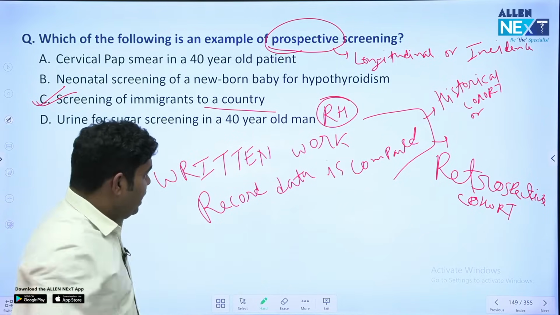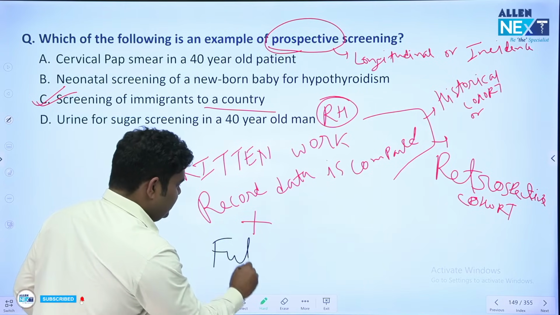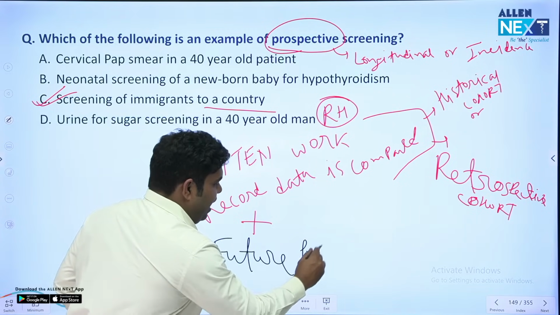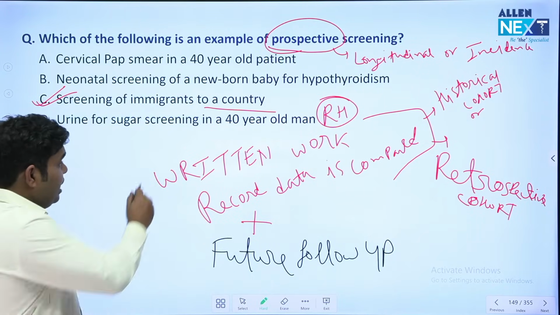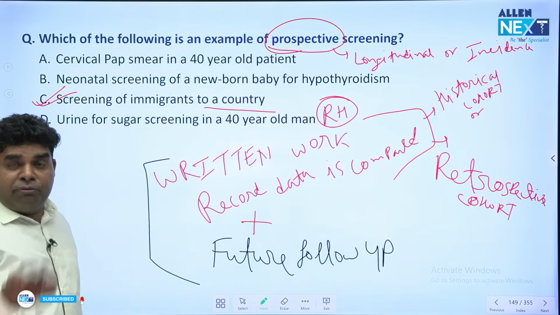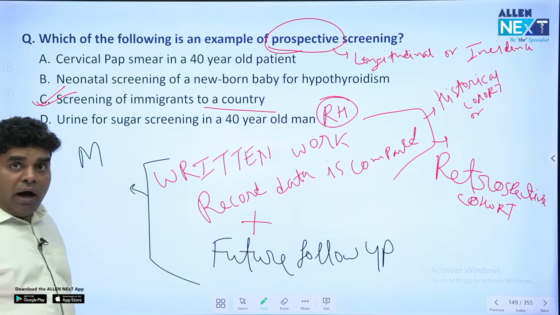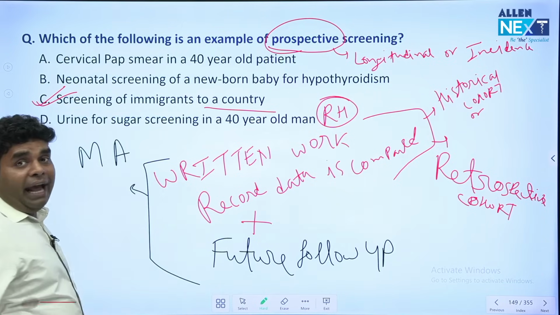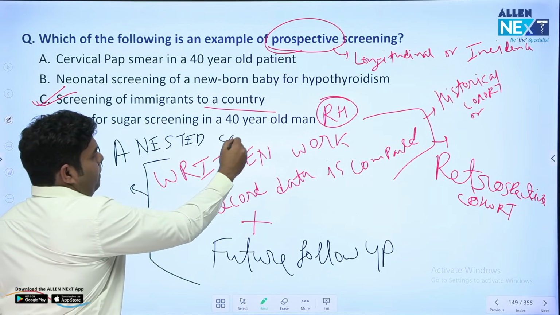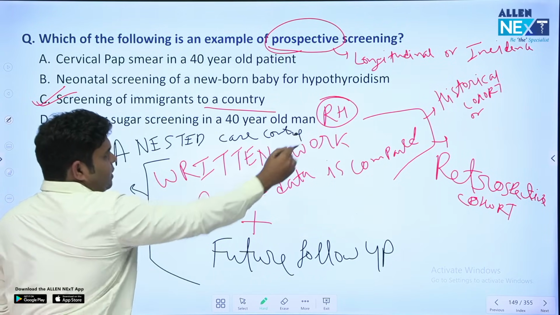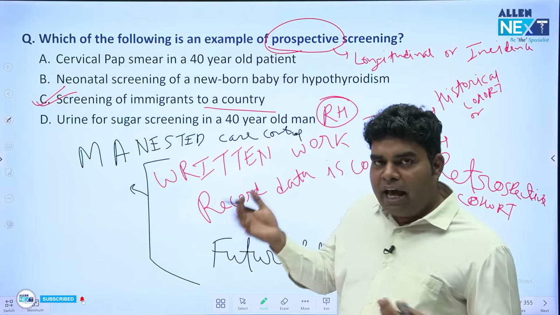But suppose along with past written records, they also have future follow-up. Past written record and future follow-up, both are there. Then they are going in both directions, back and forth. So that's why you call it mixed cohort. Other name is ambidirectional cohort, and third name is nested case control. Mixed you understand, पीछे भी जा रहे हैं आगे भी तो mixed है. Ambidirectional you understand, पीछे भी जा रहे हैं आगे भी, both directions.